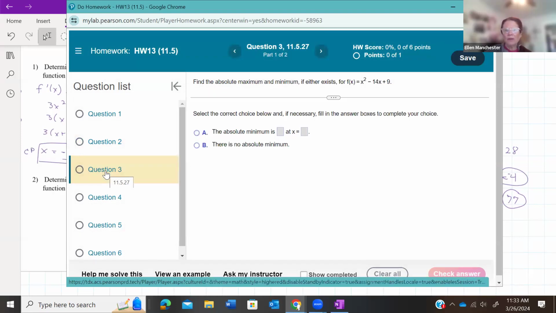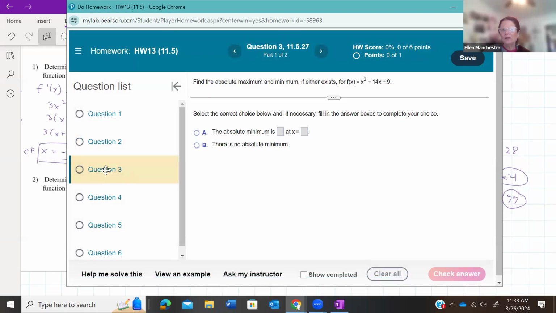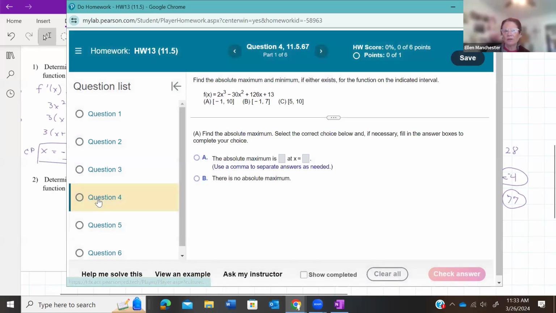And then same thing here, absolute max and min. And this one doesn't give you an endpoint. It doesn't give you any endpoints. So you're looking for just the critical points. And then this one, there's 3 separate questions. So -1 to 10 is one set of endpoints, -1 to 7 is the other set, and 5 to 10 is the third set.